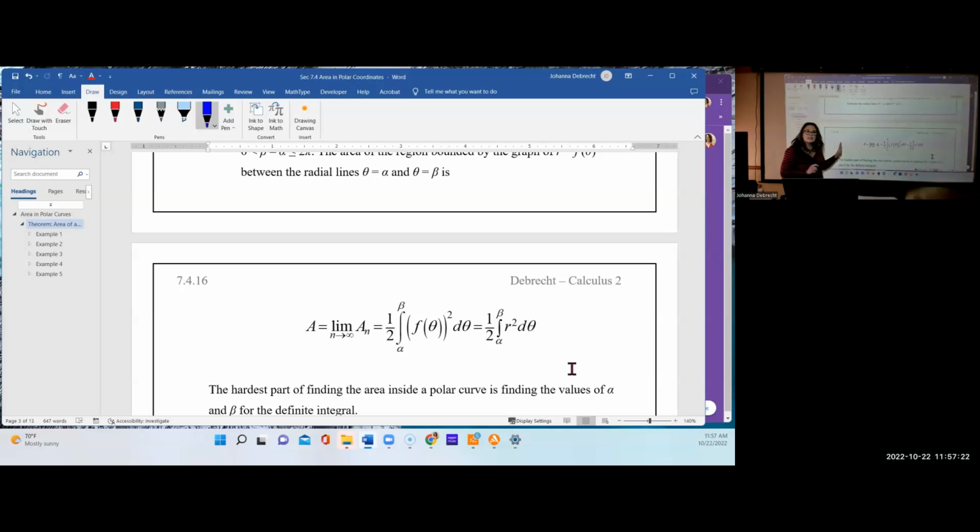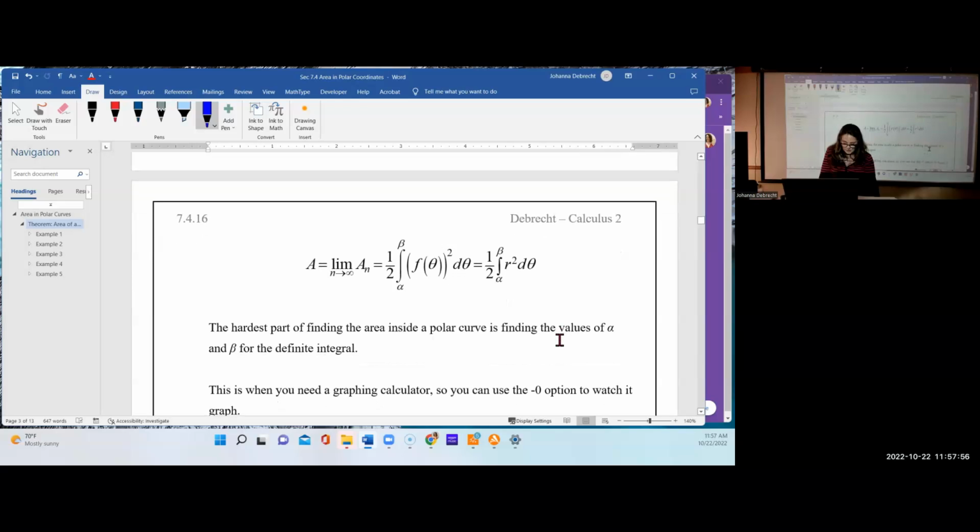The second thing that makes these somewhat difficult is that the values of alpha and beta are not as simple to pick out as on a rectangular coordinate system. On a rectangular coordinate system, you just look at the graph and they usually tell you to integrate from x is this value to x is this value, or you can find where two graphs intersect. In this case, you're going to have to actually compute where theta equals alpha and theta equals beta are. And that can be the most difficult part.